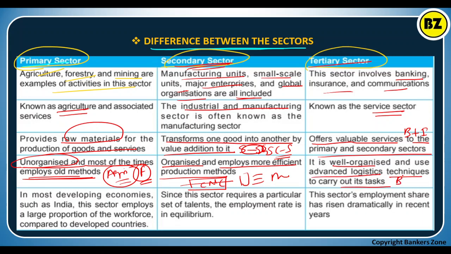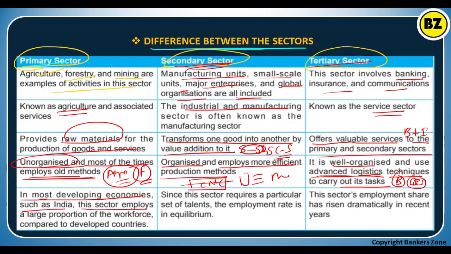For example, for banking, we are using software, right? For example, you are using core banking solutions, different software for the purpose of transactions. You are using advanced technology. Okay, now for the primary sector, in most developing economies such as India, right?